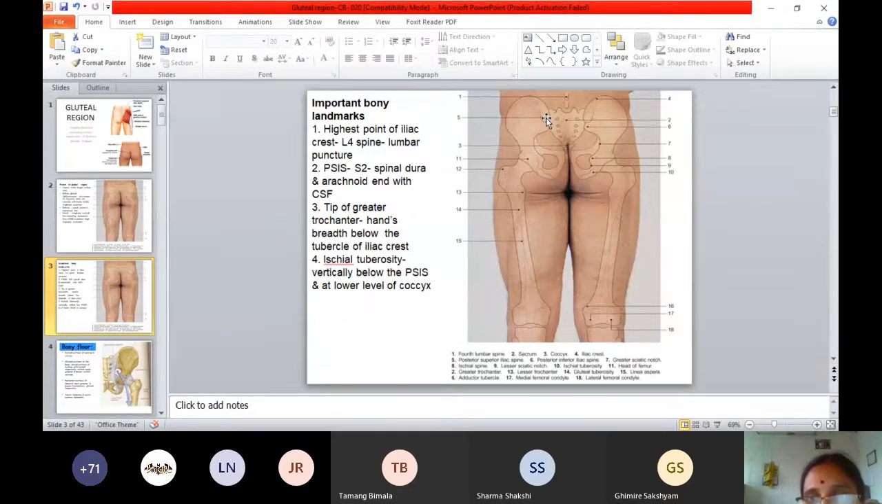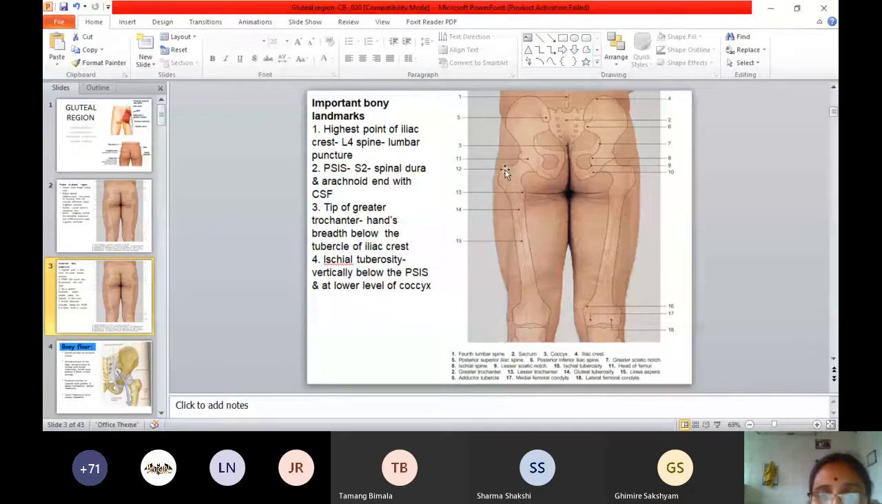If you pass a finger from the posterior superior iliac spine of one side to the posterior superior iliac spine of the other side, it passes through the second sacral spinous process, of the second sacral vertebra. At this point, the dura mater and the arachnoid mater of the spinal cord terminate. This is another clinical relevance.